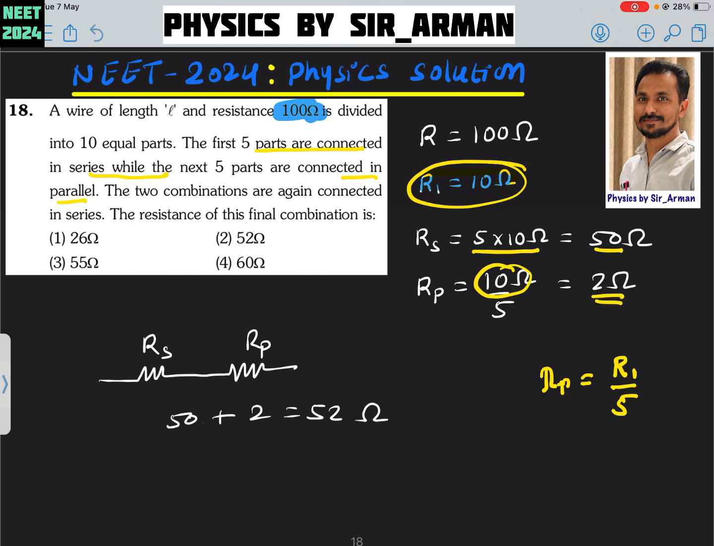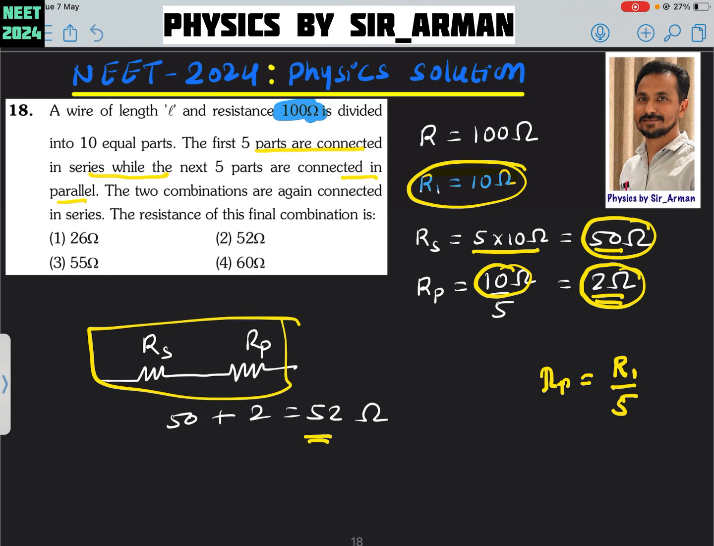Now in this circuit, the 5 resistors connected in series with total value 50 ohm and the 5 resistors connected in parallel with total value 2 ohm are connected in series, that is, back to back. So the total resistance will be 50 plus 2, again a series combination. So it becomes 52 ohm.